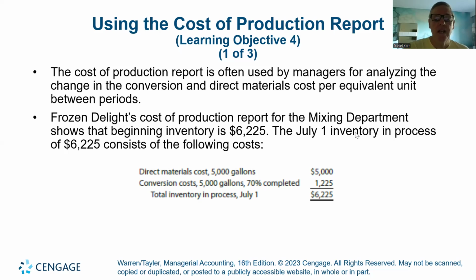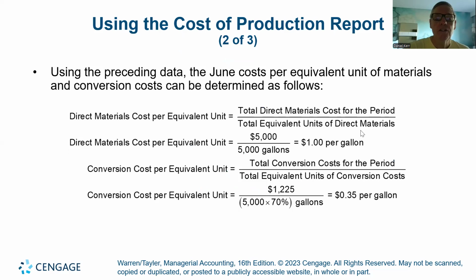So with that background, let's now get the cost per equivalent unit for materials and conversion costs. If we get the beginning inventory as of July 1st, that will give us the cost per equivalent unit in June. So it's simply direct materials cost per equivalent unit: take the direct materials cost for the period and divide by the equivalent units. So we had $5,000 in beginning inventory divided by 5,000 gallons gives us $1 a gallon. And then the conversion cost per equivalent unit, as we mentioned, is a bit more complicated because although there were 5,000 units, they were only 70% complete. So 5,000 times 70% is 3,500. So the cost per equivalent unit for conversion cost is 35 cents a gallon.